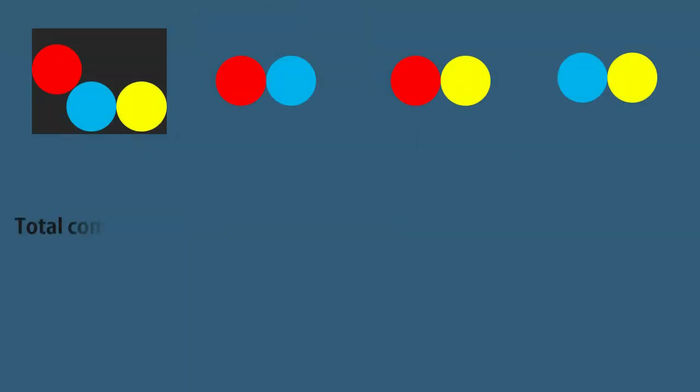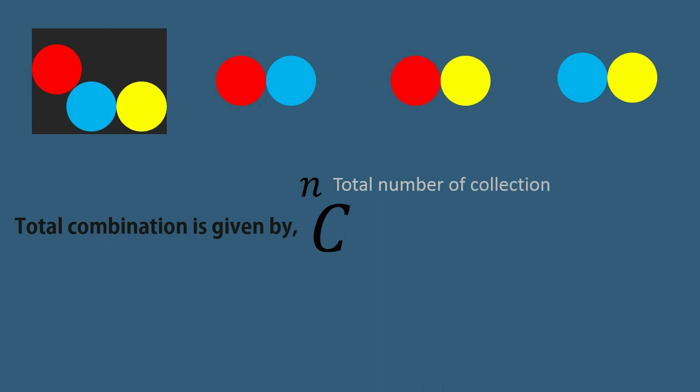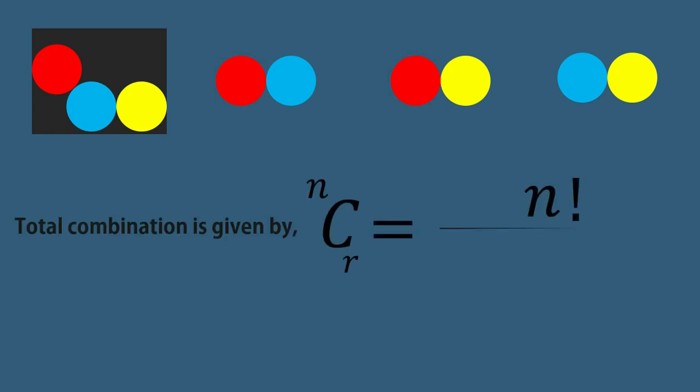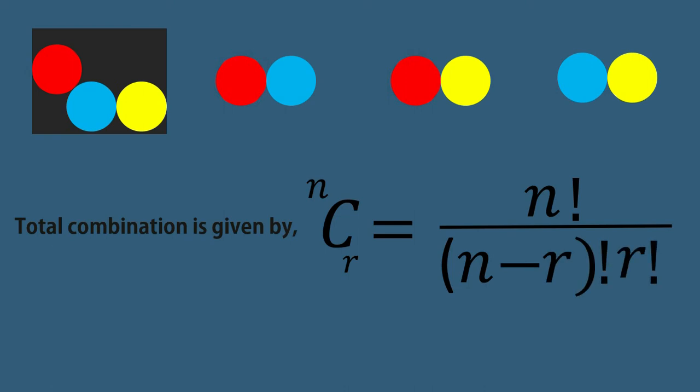Now let me tell you how we define it. Combination in mathematical terms is written as capital C. At the top left side of C we have n, which represents the total number of the collection. In the previous ball selection problem, the value of n was 3. And we have R at the bottom right side of the C, which represents the number of selections from the collection. In the previous problem, the value of R was 2. Finally, the combination is equal to n factorial divided by n minus R whole factorial times R factorial.